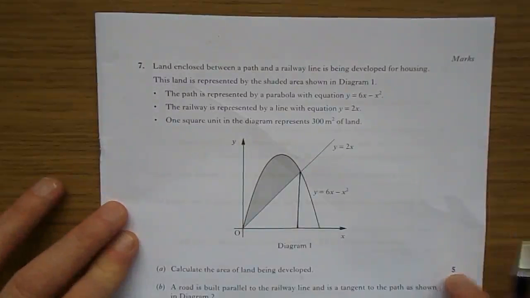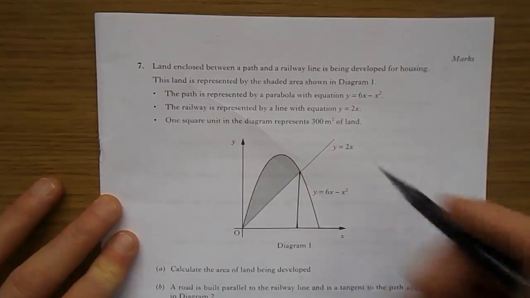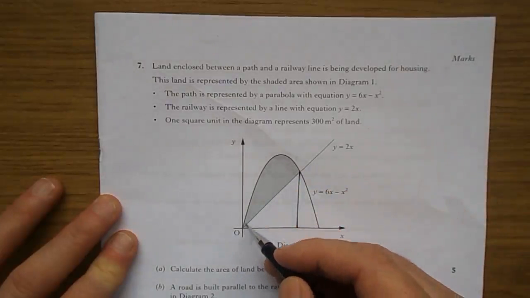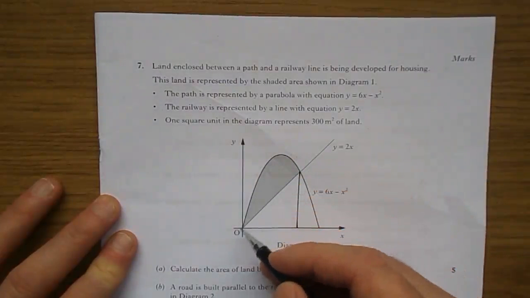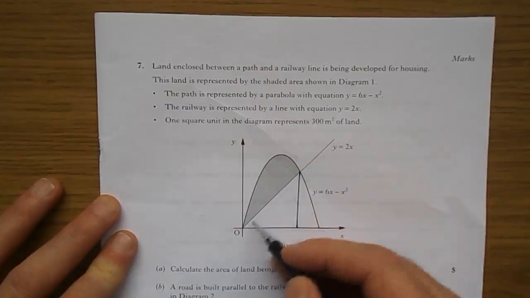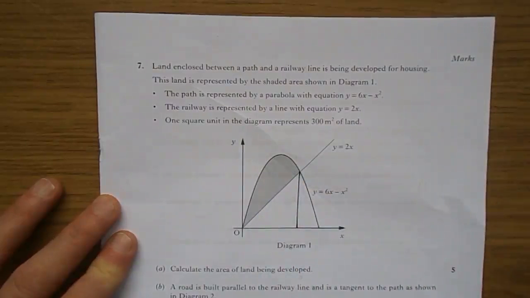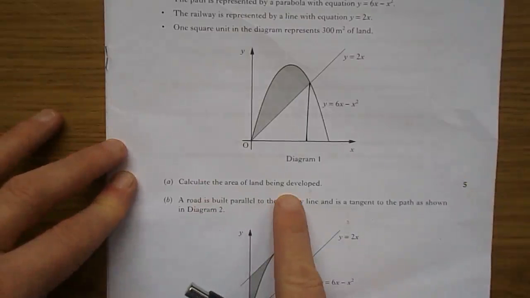Okay, and on we go with question 7 of this paper 2. Land enclosed between a path and a railway line is being developed for housing. This land is represented by the shaded area shown in diagram 1. You have a path being represented by the parabola y equals 6x take x squared, and you have a railway line y equals 2x, and 1 square unit of the diagram represents 300 square metres of land. And as you probably guessed, calculate the area of the land being developed.